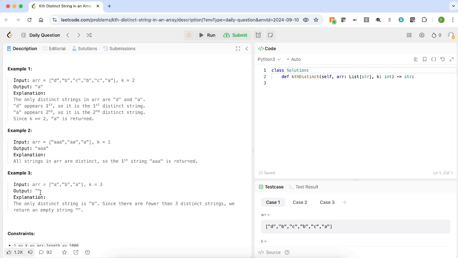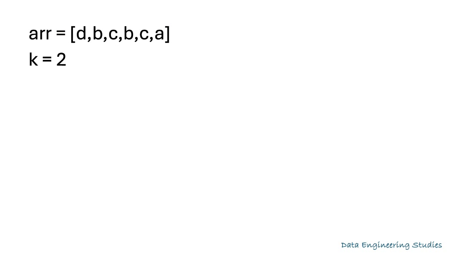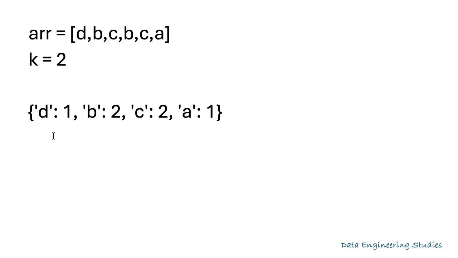Now let's get into the approach. Let's take an example of this array and the value of k is 2. As a first step, let's create a dictionary with the number of occurrences of each element. For example, we have d once and a once and b and c 2 times.